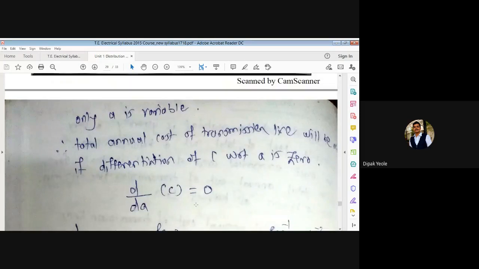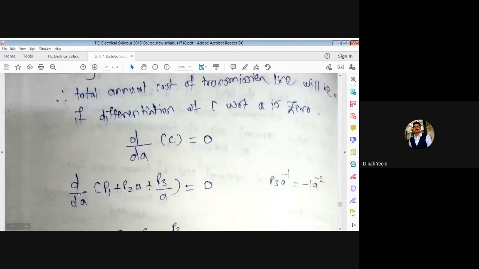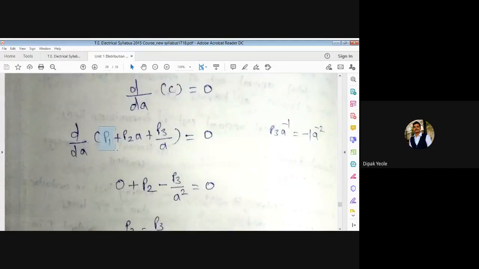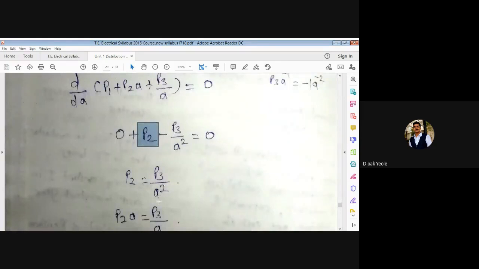So take the derivative with respect to A, equal to 0. P1 plus P2A plus P3 divided by A, derivative equal to 0. The derivative of P1 is 0, the derivative of P2A is P2, and for P3 divided by A, bring the power down and reduce the power by 1, giving minus P3 divided by A square. P2 equals P3 divided by A square.